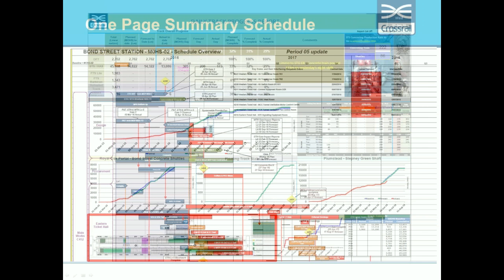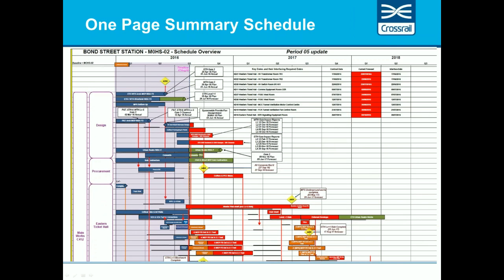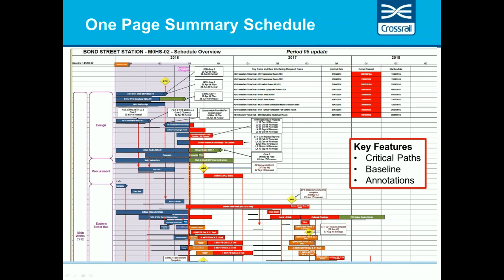The one-page summary schedules, I think, have been very useful around the program. There's an extract of a summary program for Bond Street. Key features of that are, we've got a critical path, quite a lot of it critical. Bond Street is probably one of our more critical stations at the moment. There's the baseline, the skinny black line underneath, and the wider red lines are critical.